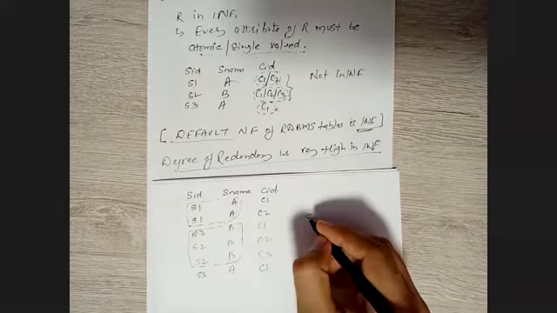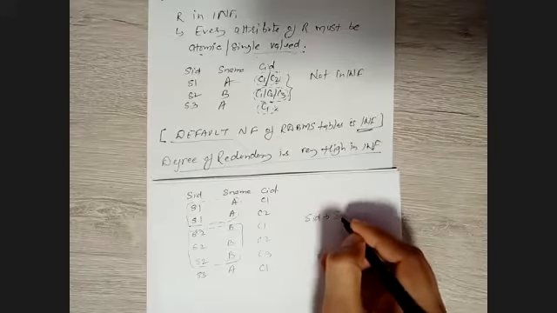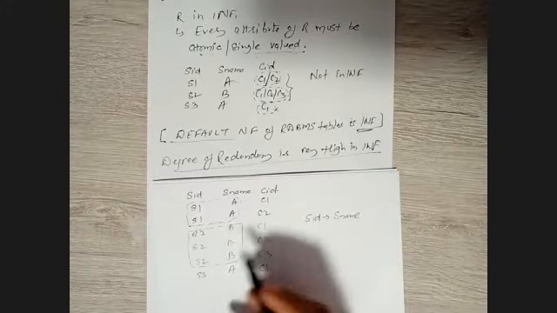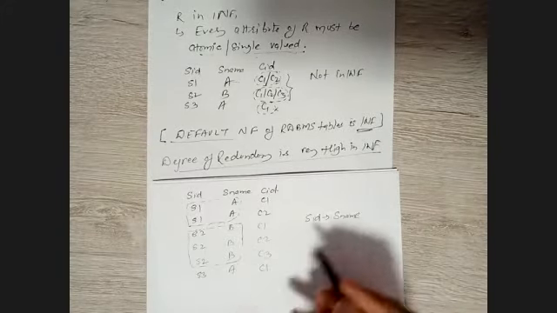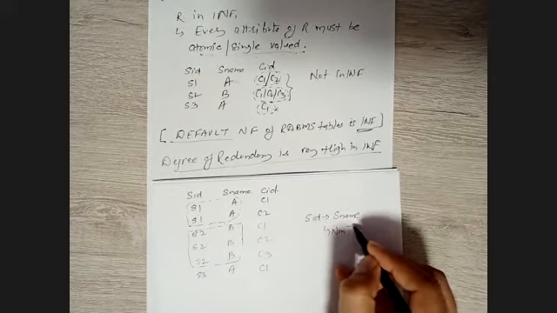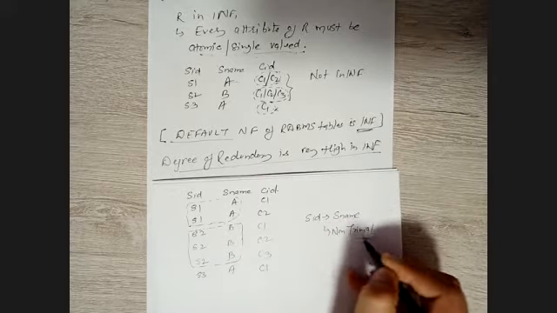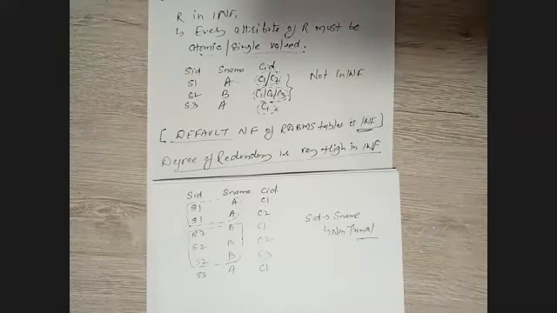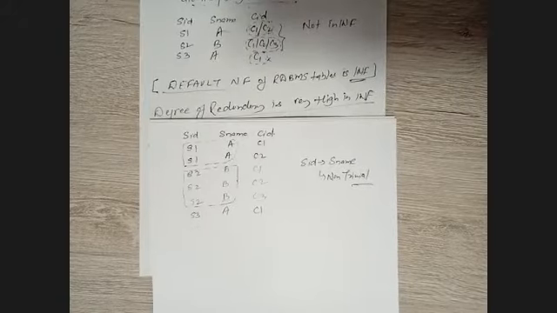The key is SID determines, for example, S name. This is fine, SID can determine S name. This is non-trivial. So we need to avoid such scenarios and further eliminate the redundancies.